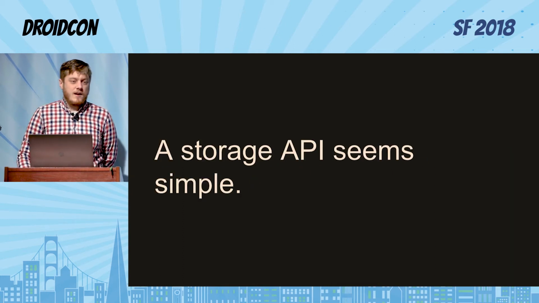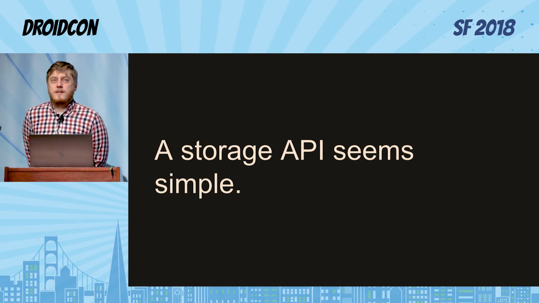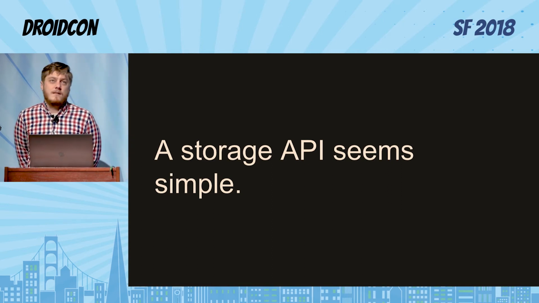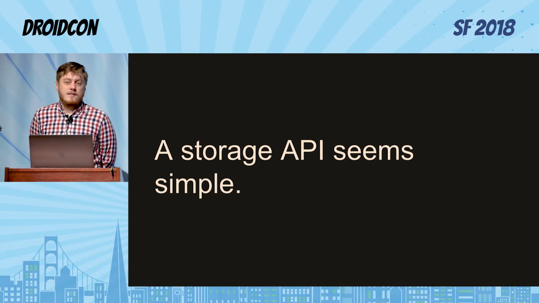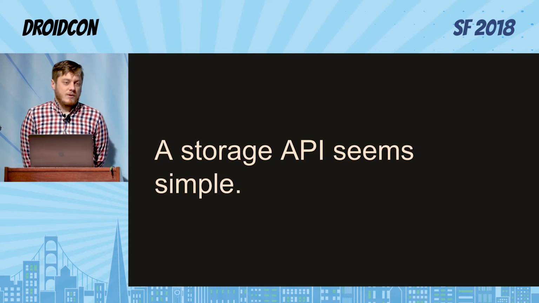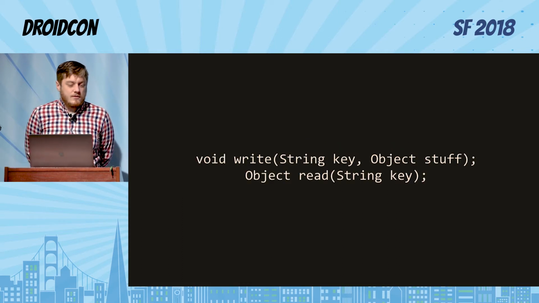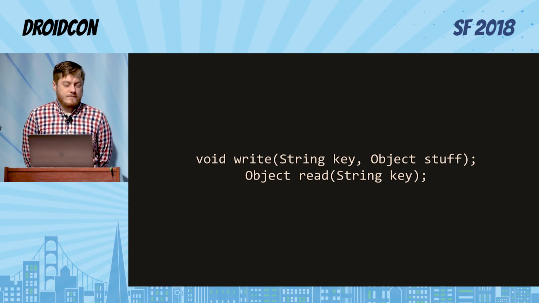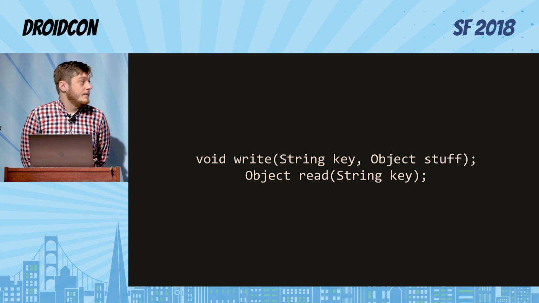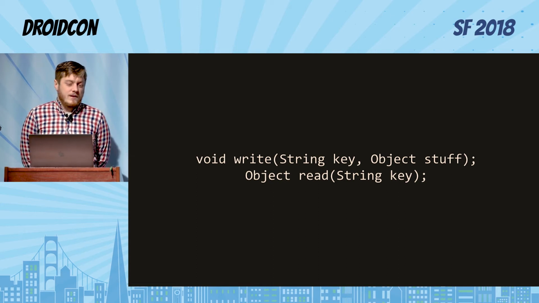So a storage API, if you first think about it, you think of file reads and writes. Like, okay, I have some bytes and a path. I want to write them there, and then I want to read them there later. So it sounds like 2 methods, maybe a handful of parameters. So let's just come up with an ideal interface. We want to have a string and an object, and we want to be able to read that object back, given a key.